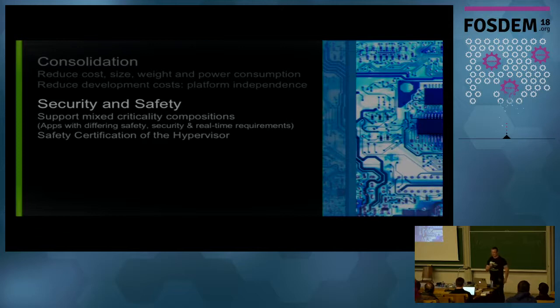So one thing which you typically want to do in an embedded environment is to support what is called mixed criticality compositions, which means you want to be able to run applications in different containers, if you will, with different safety, security, and real-time requirements. And one of the key things in some markets is that you have to have a safety-certified hypervisor if you use a hypervisor technology for isolation.